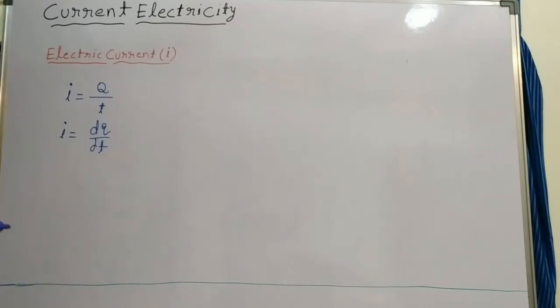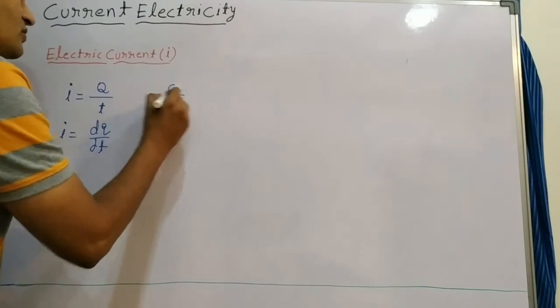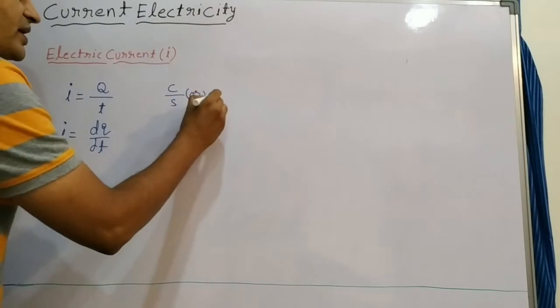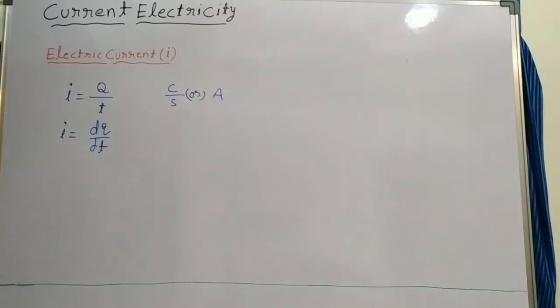What are the units? For charge, coulomb is the unit, for time, second, so the unit of current is ampere, named after a scientist.